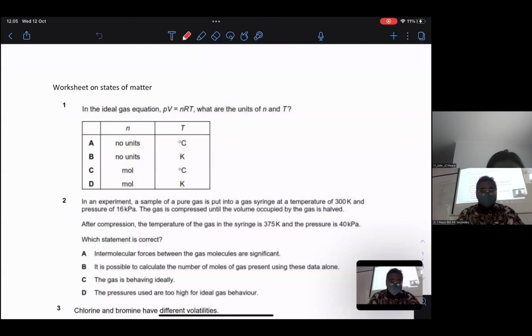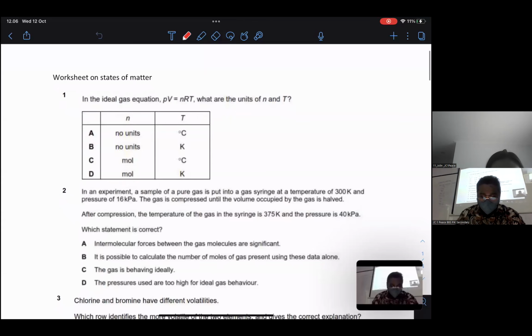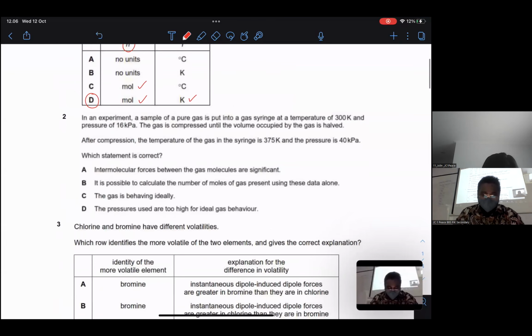Now, if you look at this ideal gas equation, what is going to be the unit for n and T? n is going to be the number of moles. Temperature must be in Kelvin. So therefore, the answer is D. So that one, no problem. But if you look at the second question, you need to be a bit careful.